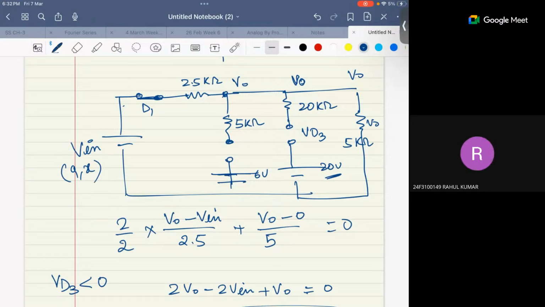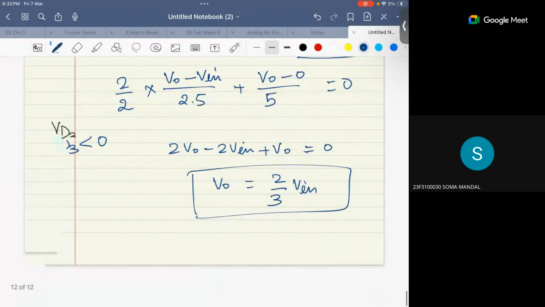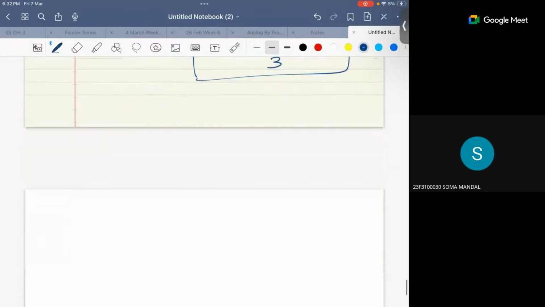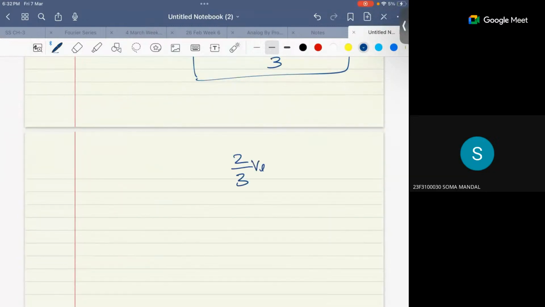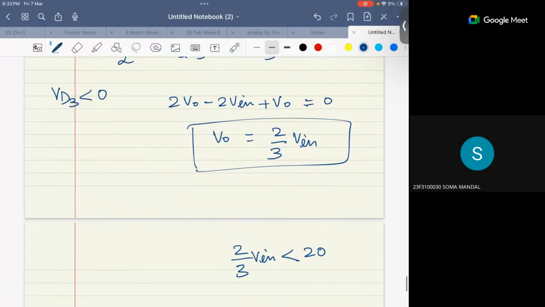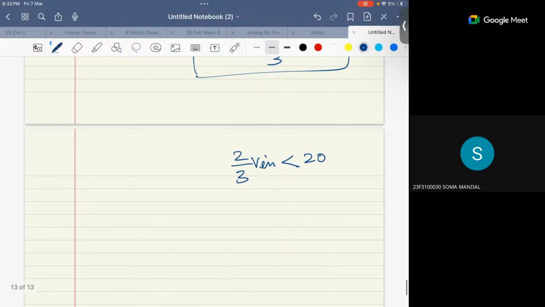Are you able to understand it? Yes, sir. Correct, right? As V0 crosses 20 volt, earlier it was off, now it will be on. So till V0 becomes 20 volt, it will be switched off. So now this 2/3 V input, as it is less than 20 volt, it is fine. This will be less than 0. That is fine. Now, what will be the value of V input?